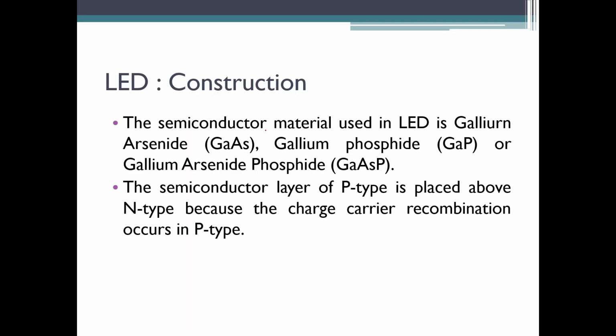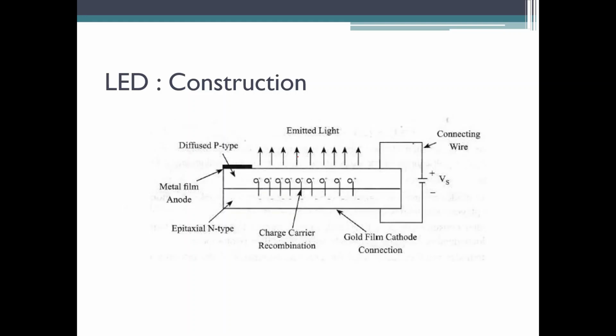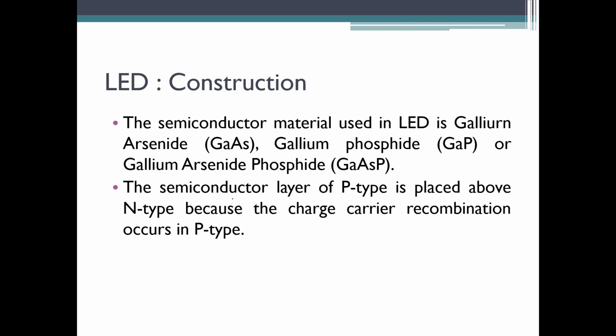The semiconductor materials used in the LED, gallium arsenide, gallium phosphide, or gallium arsenide phosphide, are already covered. After that, how we place the material has also been explained. The semiconductor layer of p-type is placed above the n-type because the charge carrier recombination occurs in the p-type. So why is that combination used? You take an n-type material and a p-type material, and this is the right combination. If you go with the reverse combination, a p-type material below and n-type material above, it will not be able to emit light.